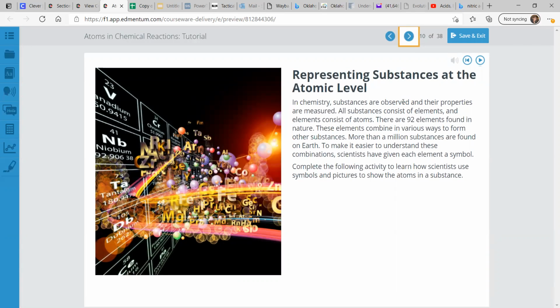Substances are observed and their properties are measured in chemistry. All substances consist of elements, and elements consist of atoms. There are 92 elements found in nature. These elements combine in various ways to form other substances. More than 1 million substances are found on Earth. To make it easier to understand these combinations, scientists have given each element a symbol. Complete the following activity to learn how scientists use symbols and pictures to show the atoms in a substance.